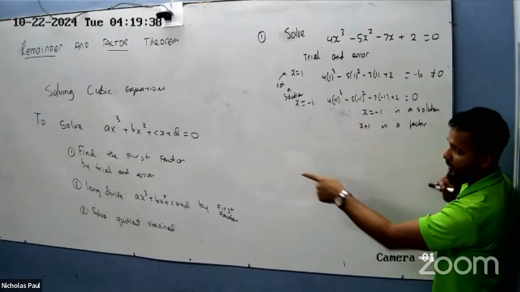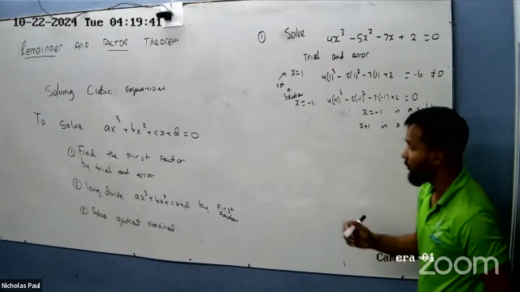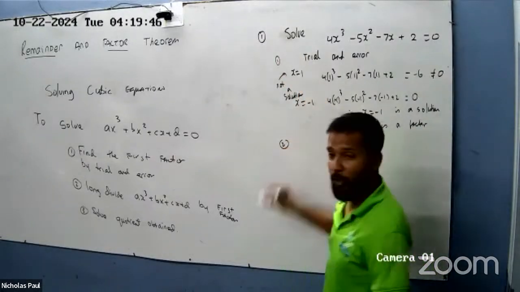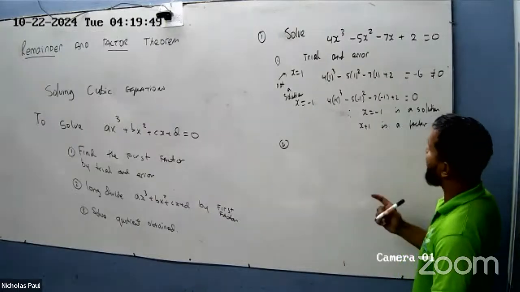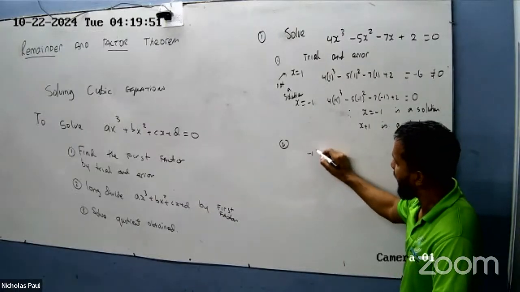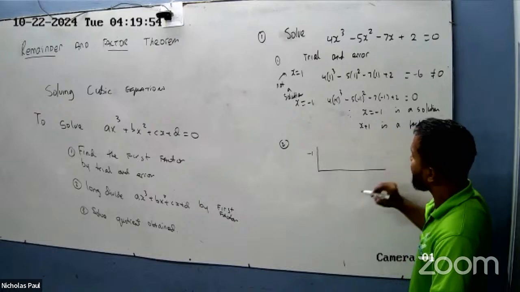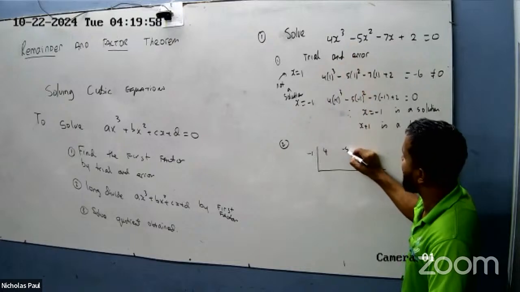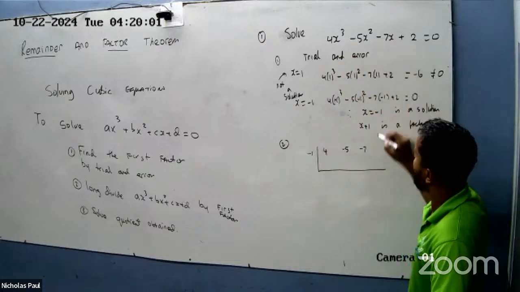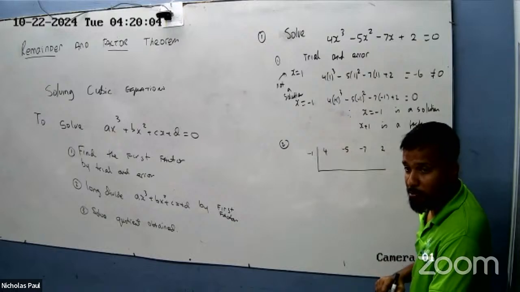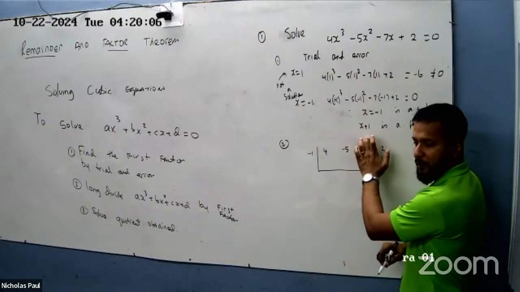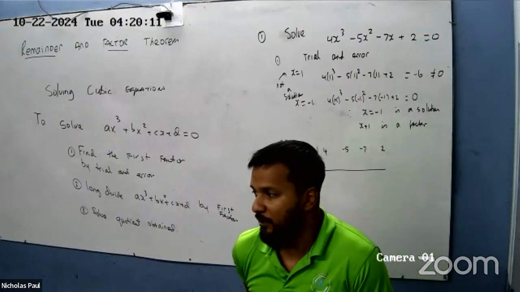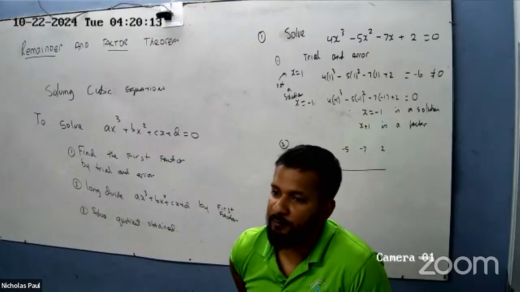So once you have the factor, what is step number 2? All this was step number 1. Step number 2, long divide. But we don't like to long divide, we like synthetic. So minus 1, and I'm bringing in everything here: 4 minus 5 minus 7 plus 2. Let me show you the shorter way: if you have a calculator, go to equations, go to cubic, and solve it.